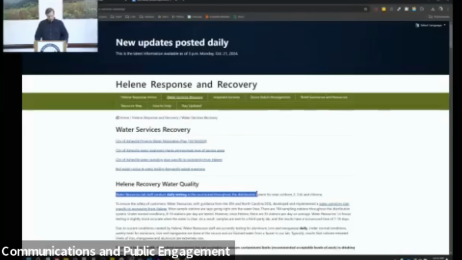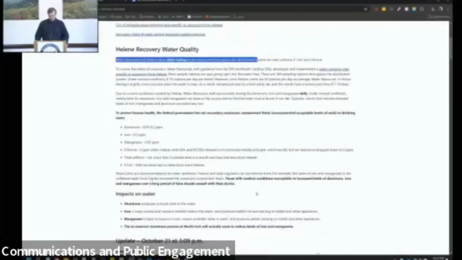Due to current conditions created by Helene, staff are currently testing for aluminum, iron, and manganese daily. Under normal conditions, weekly tests for aluminum, iron, and manganese are done at the source and on finished water from a faucet in our lab. Typically, results that indicate elevated levels of iron, manganese, and aluminum are extremely rare under normal conditions.